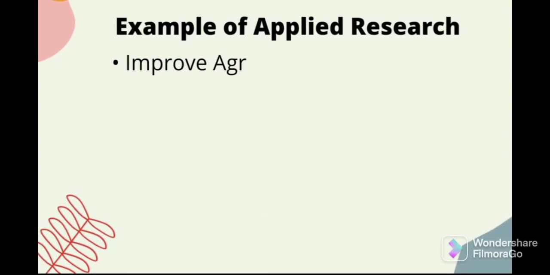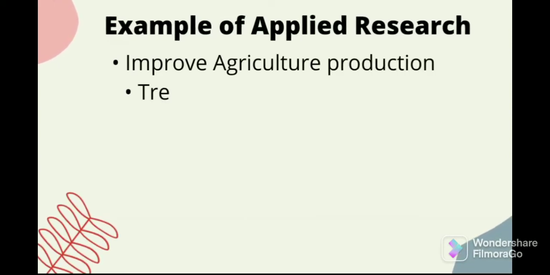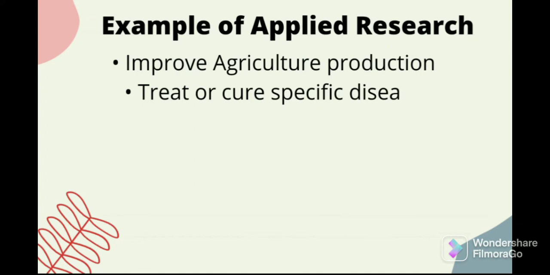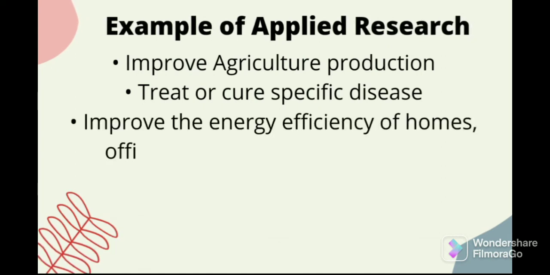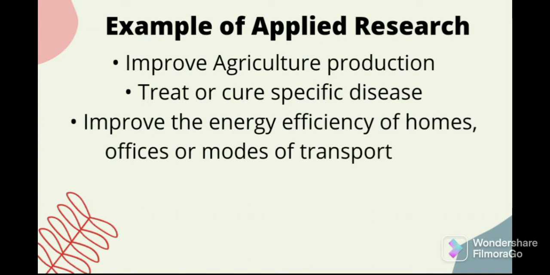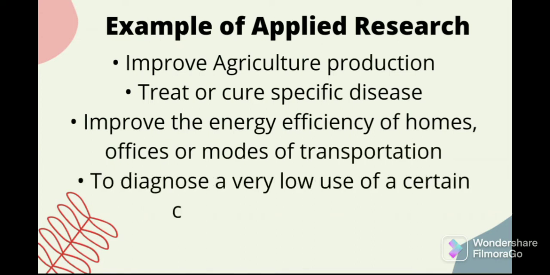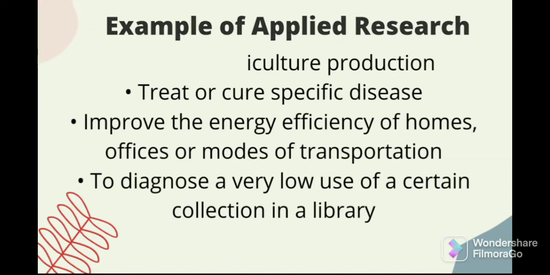Here are some of the examples of applied research: improve agriculture production, treat or cure specific diseases, improve the energy efficiency of homes, offices, or modes of transportation, and diagnose a very low use of a certain collection in a library.